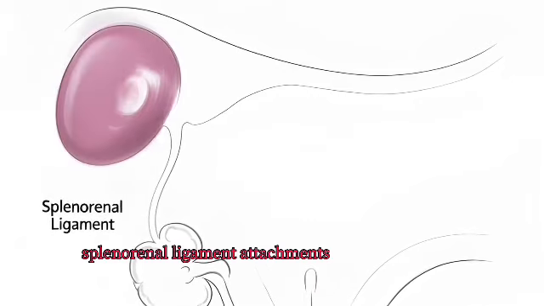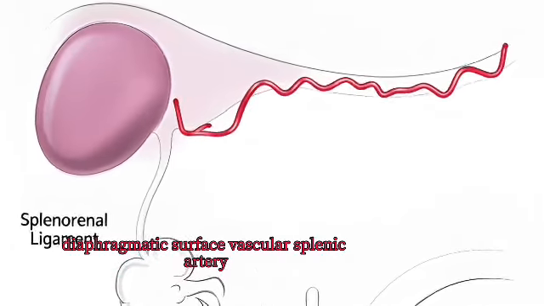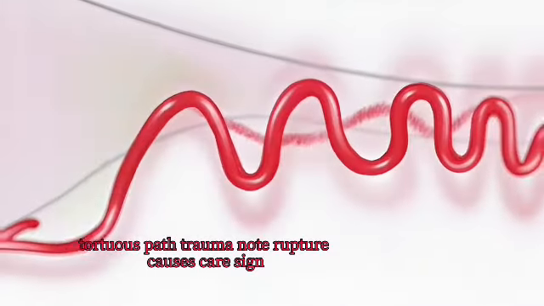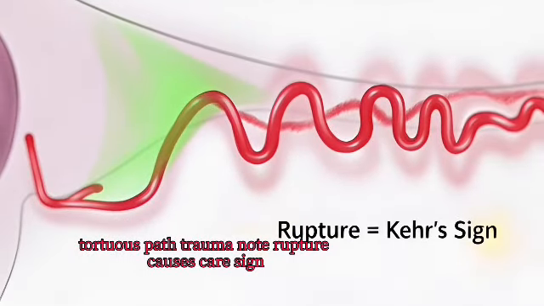Spleen, splenorenal ligament attachments, diaphragmatic surface. Vascular, splenic artery tortuous path. Trauma note, rupture causes Kehr's sign.